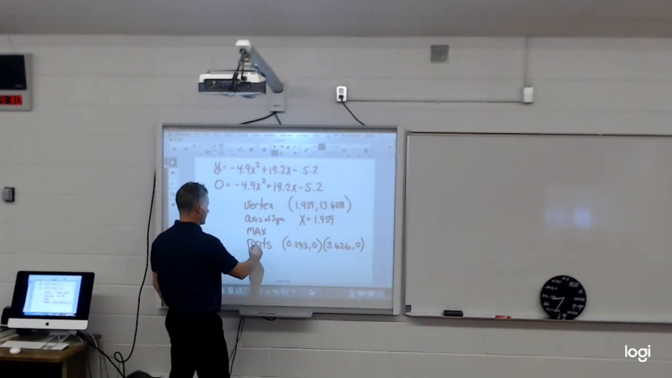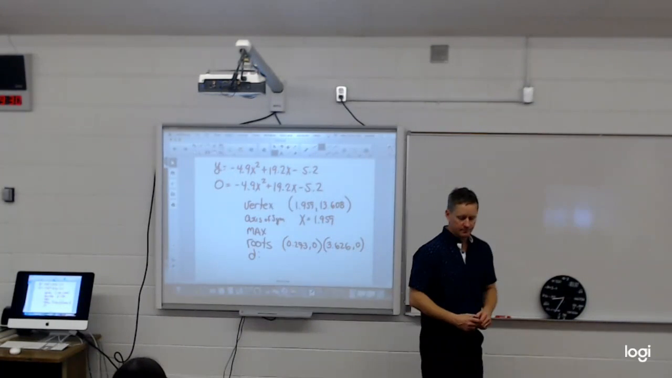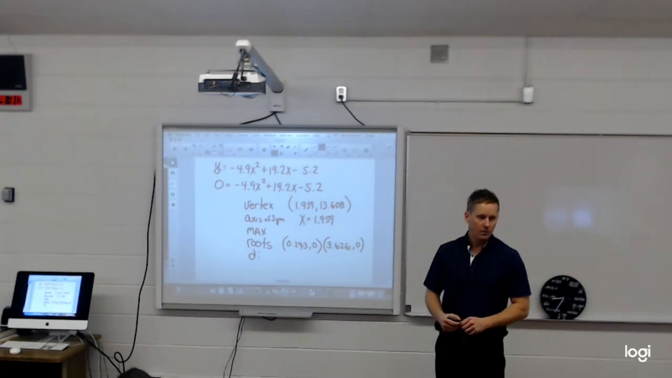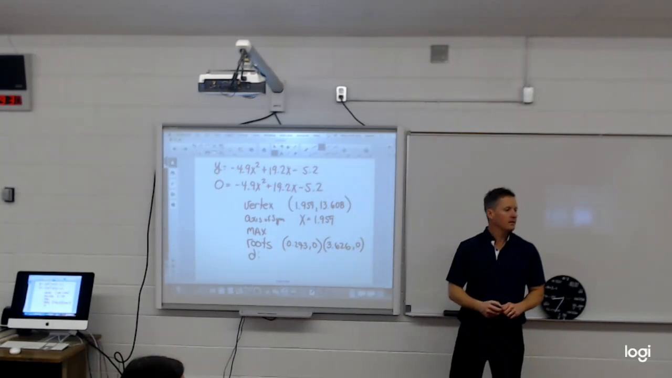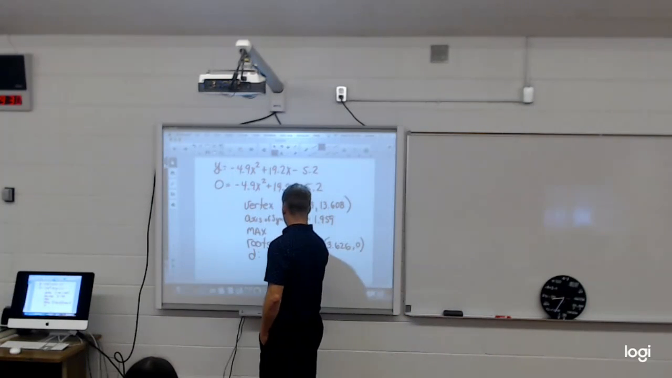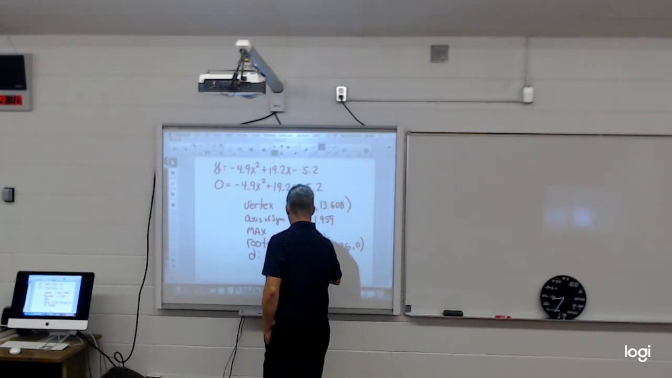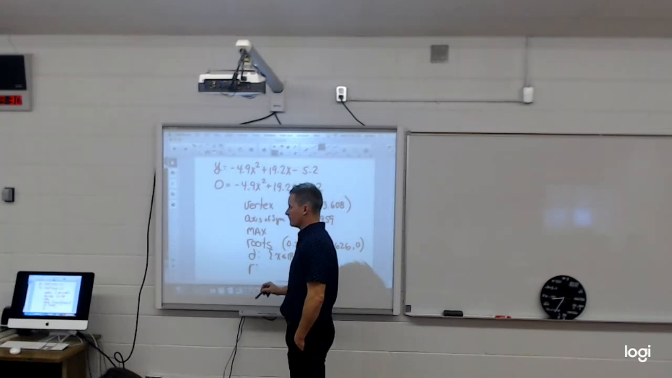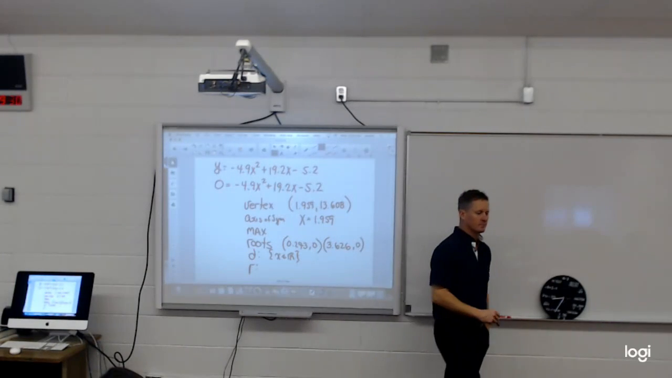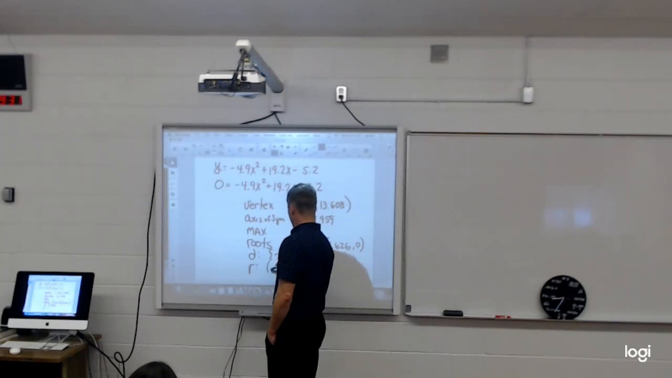Okay, so the final thing I need you to do is my domain. What's my domain on that graph? Domain is all real numbers. X is the set of all reals. You've got to get used to writing it. Okay, and what is my range for this graph? Negative infinity... 13.608. Very good.